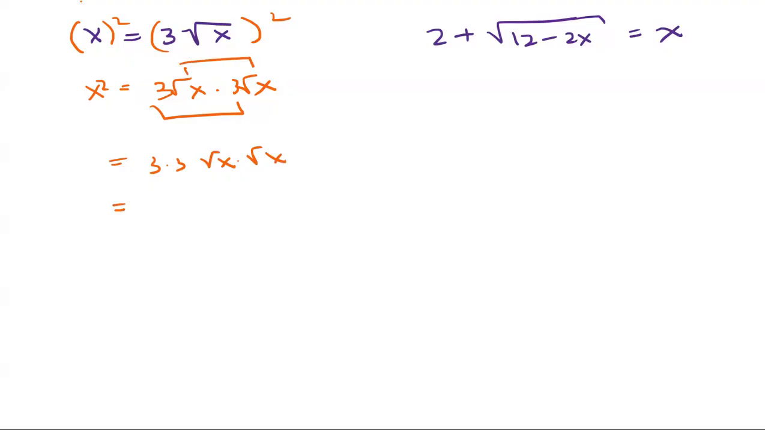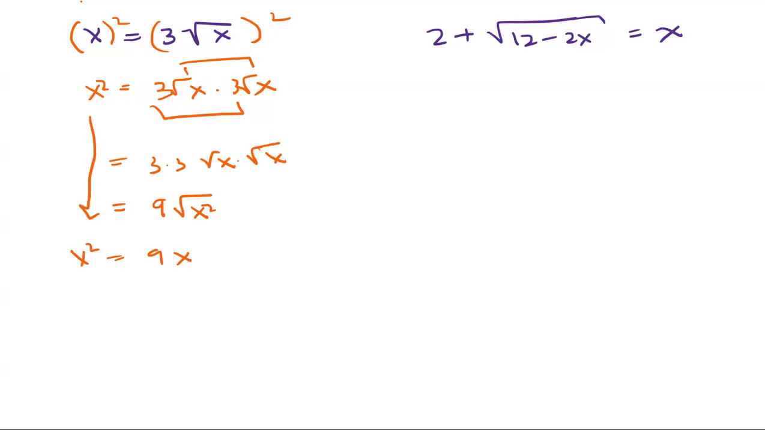Okay, so that's going to give us 3 times 3, which is 9, and the square root of x times square root of x is just going to be x, right? Or it'll be the square root of x squared, right? Which again will just be x. So 9 times x. And this here will bring it down to x squared.